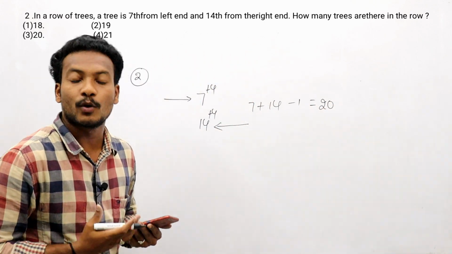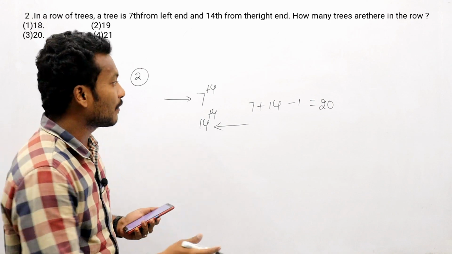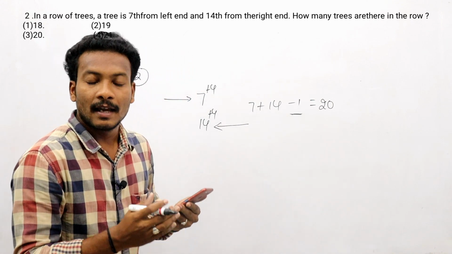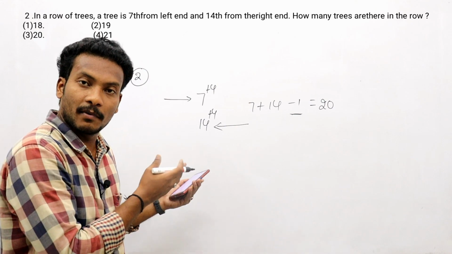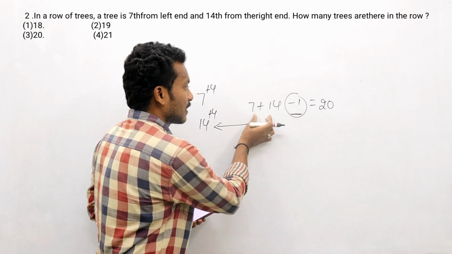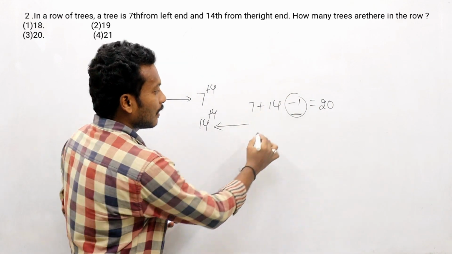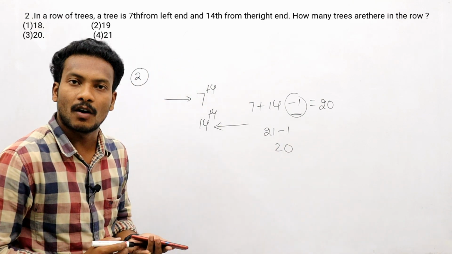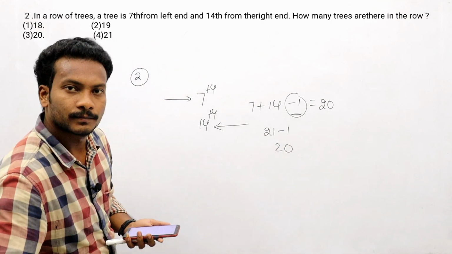Whenever we are finding a position or a rank, at that time we take plus 1. But whenever you are finding the number of persons between, or the total number of students or total number of articles like this, we take minus 1. 7 plus 14 is 21. 21 minus 1 is 20, our required answer. Okay, right?